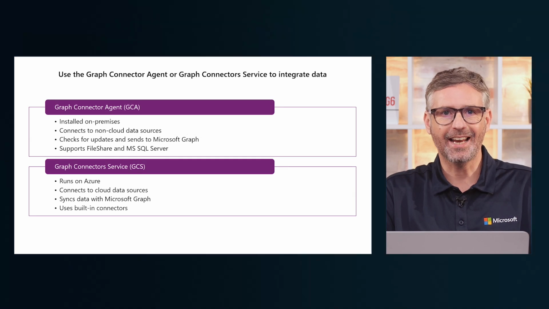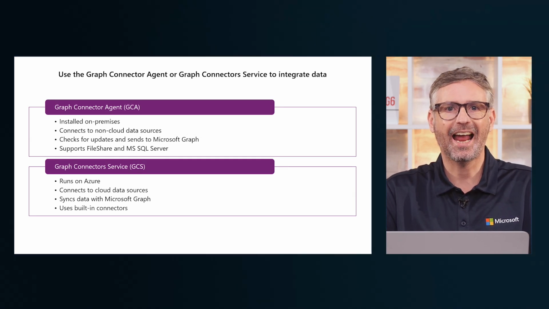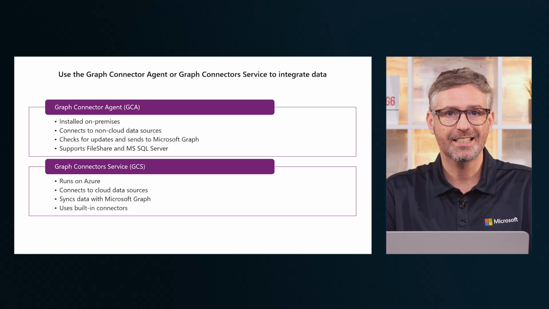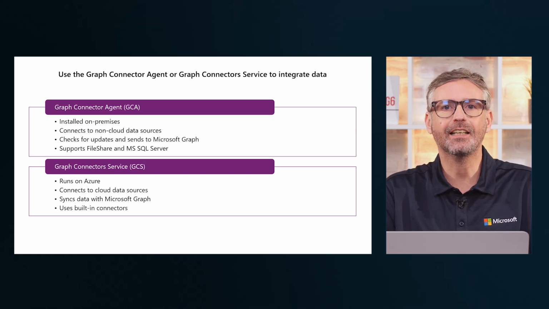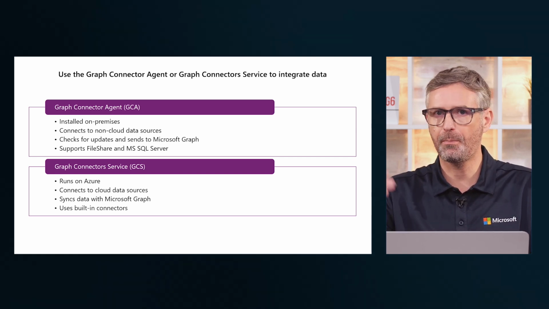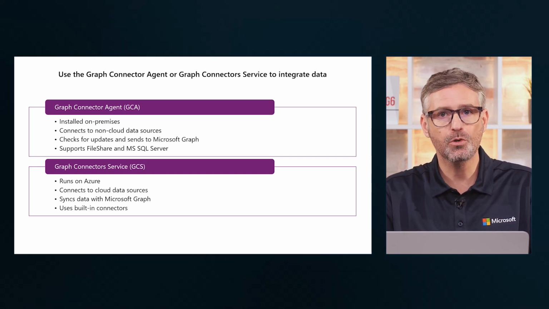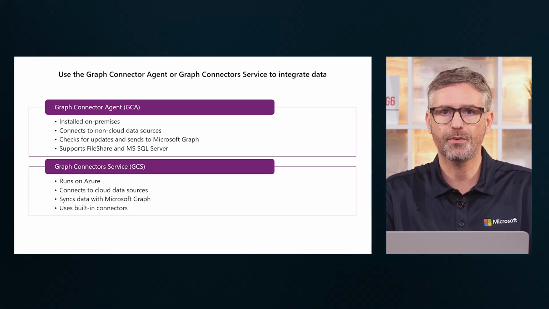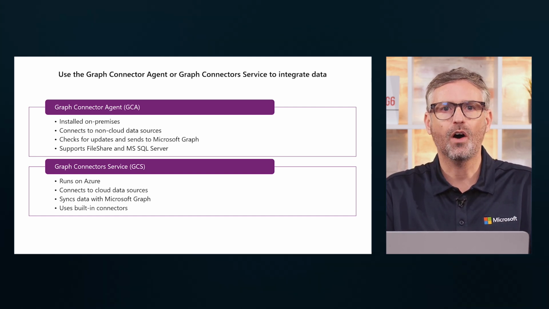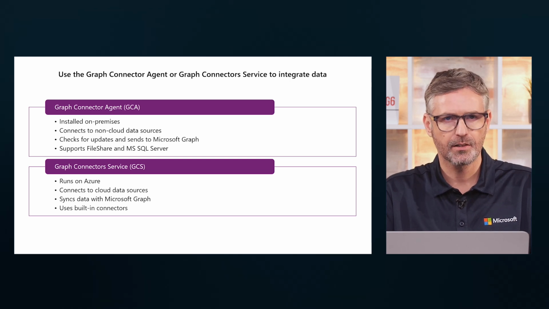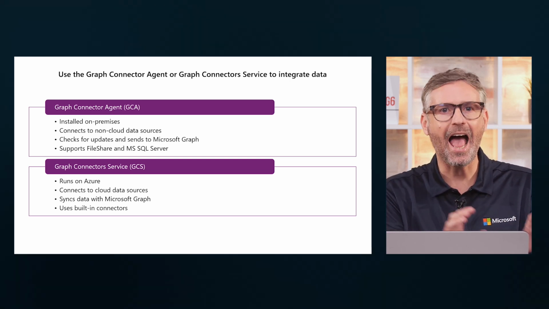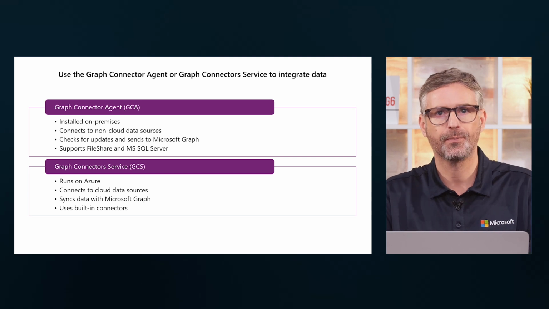With the Graph Connector Agent, GCA, and Graph Connector Service, GCS, you can bring data from different sources, both on-premises and cloud, into the Microsoft Graph. And this way, you can search and use your data across various Microsoft 365 apps. The GCA and GCS also take care of the data security and compliance, so you can control who can access the search results.